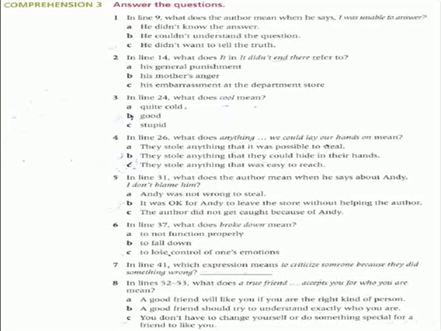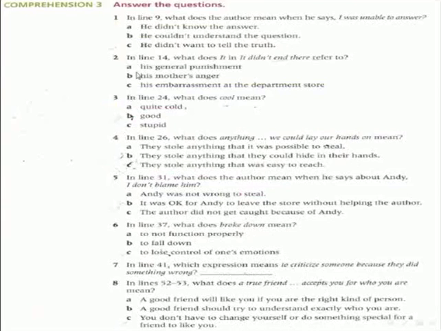In line number 9, if we go back, line number 9, here, I was unable to answer. What does that mean? You choose. Is it A, B, or C? Actually, the answer is C. He didn't want to tell the truth. I was unable to answer. It means C. He didn't want to tell the truth.